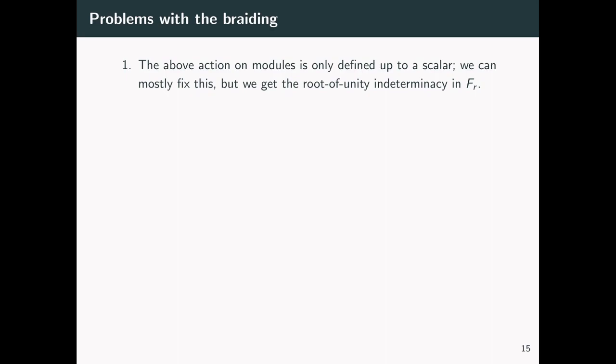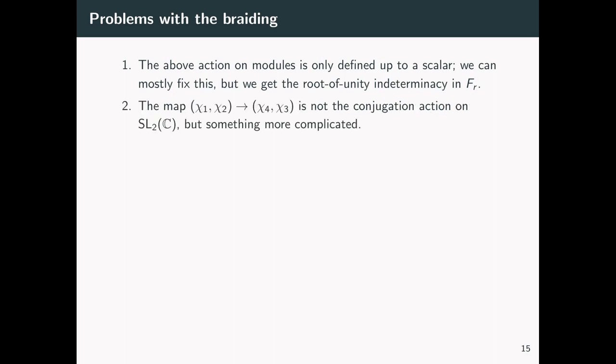Okay, so there are some problems with this that are fixable, but some problems. One of those is that the action of modules is only defined up to a scalar. Because it's an outer automorphism, not an inner one, you can fix this, but then you get this root of unity indeterminacy. So that's where that comes from. All right. A more serious problem is that this map that I showed you before, chi1, chi2 to chi4, chi3, between the characters, is not the conjugation action on SL2C. It's some more complicated thing. So this is fixable.